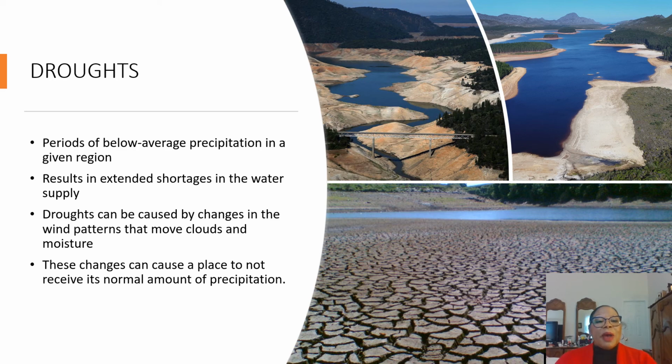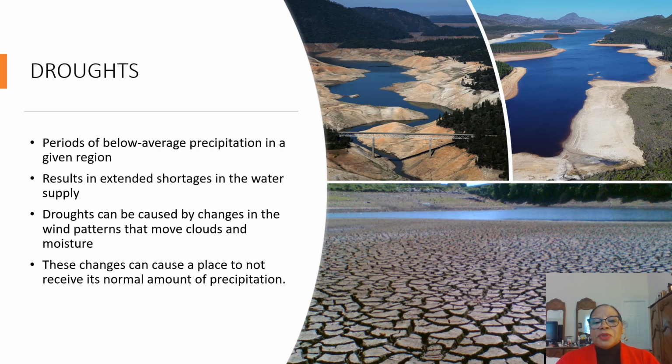The next storm that we will talk about are droughts. Not a lot of areas in the United States experience this, but these are caused by periods of below average precipitation in a given region. These result in an extended shortage in the water supply, and you think, where does that come from? Well, if they don't get the amount of rain over the winter or snowfalls, and then they don't get any rains in the spring, then the heating of the earth from the sun causes the water to evaporate in the lakes, rivers, streams, and this causes drought. Droughts can be caused by changes in the wind patterns that move clouds and moisture. These changes can cause a place to not receive its normal amount of precipitation.